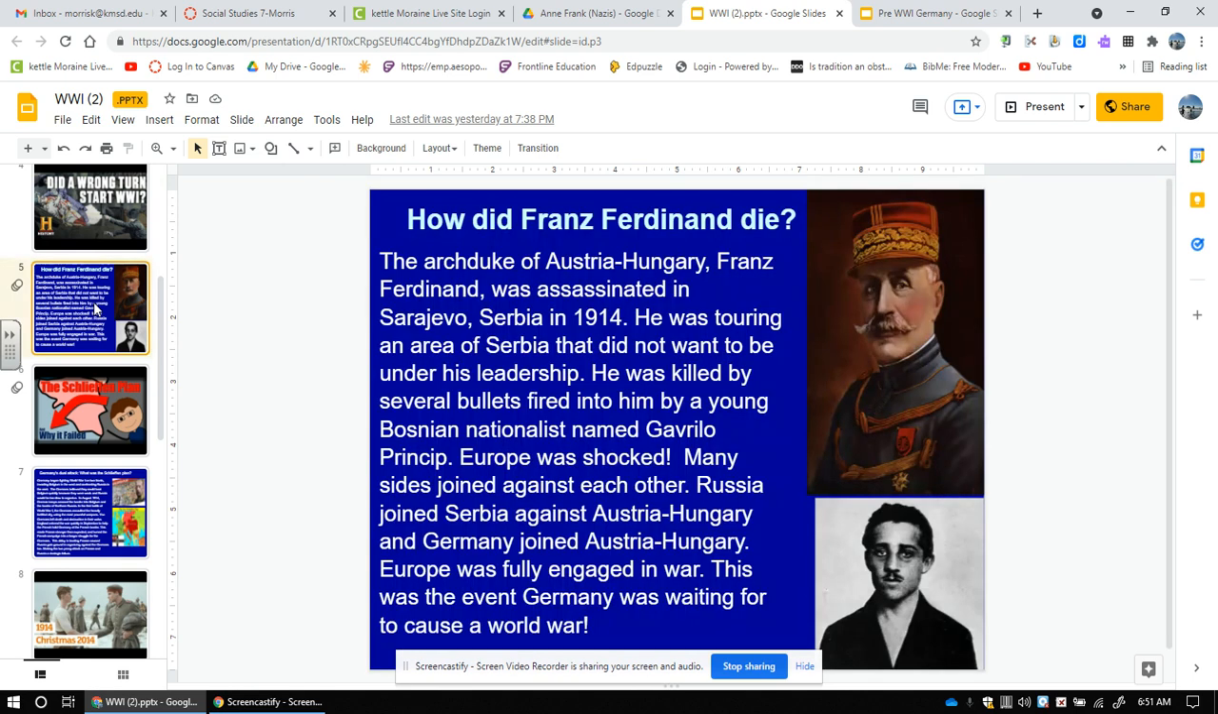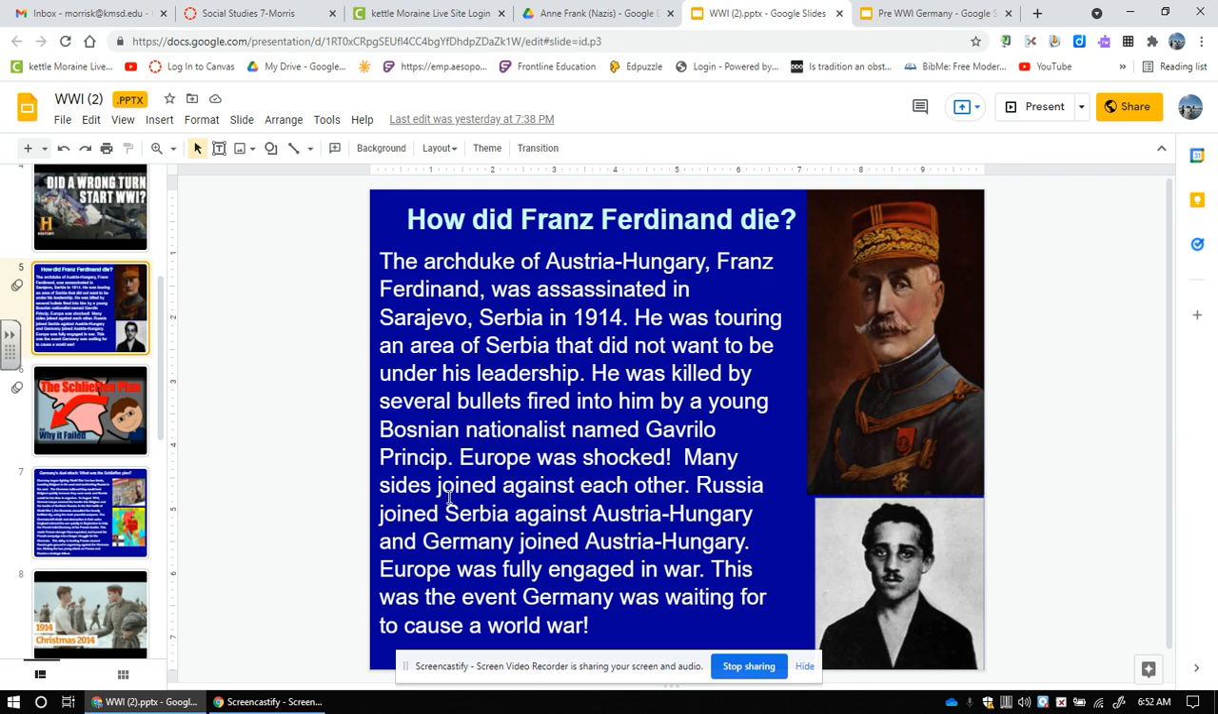The first slide we get to is how did Franz Ferdinand die? The Archduke of Austria-Hungary, Franz Ferdinand, was assassinated in Sarajevo, Serbia in 1914. That's a place, Sarajevo, Serbia. He was touring the area of Serbia that did not want to be under his leadership. He was killed by several bullets fired into him by a young Bosnian nationalist named Gavrilo Princip. This is a picture of Gavrilo Princip down here, and this is Franz Ferdinand right here.